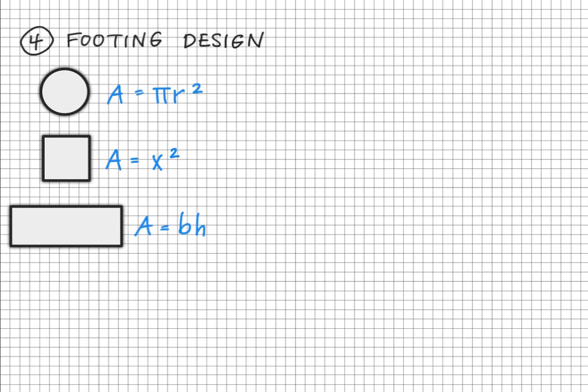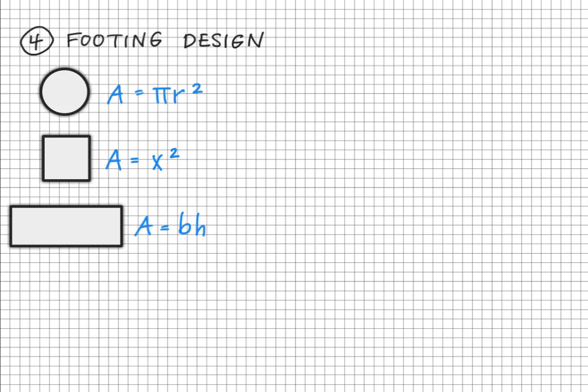So in our fourth and final step, it's time to design the footing itself. And in this case, engineers have a few different options. They can size a column footing, which is going to be circular. They can size a square footing, which is obviously going to be square, or they can size a rectangular footing. And since we have the area, it's pretty easy for us to determine what shape we're going to use. So in this example, I'm going to show you how to size a square footing.